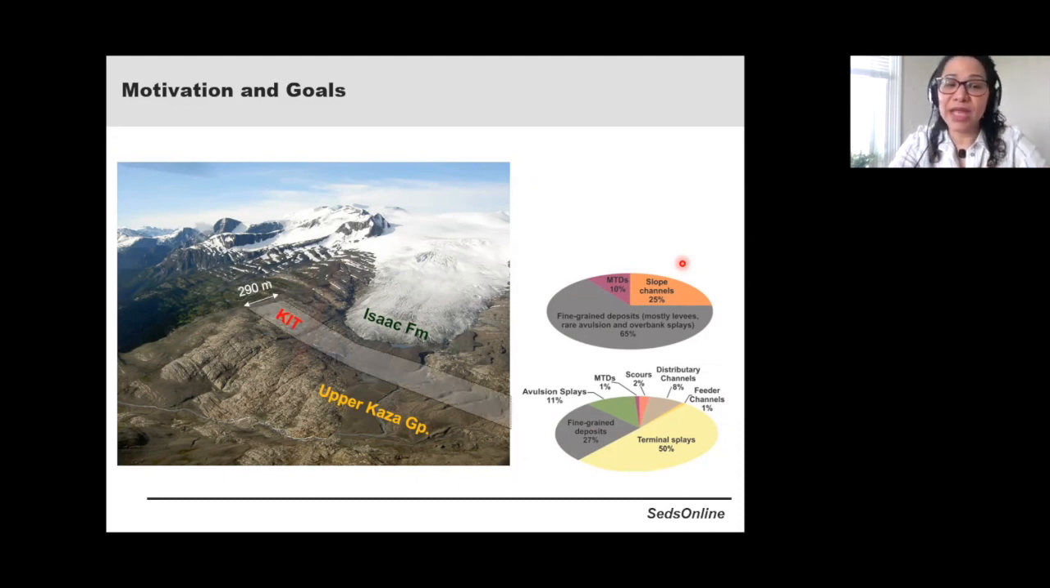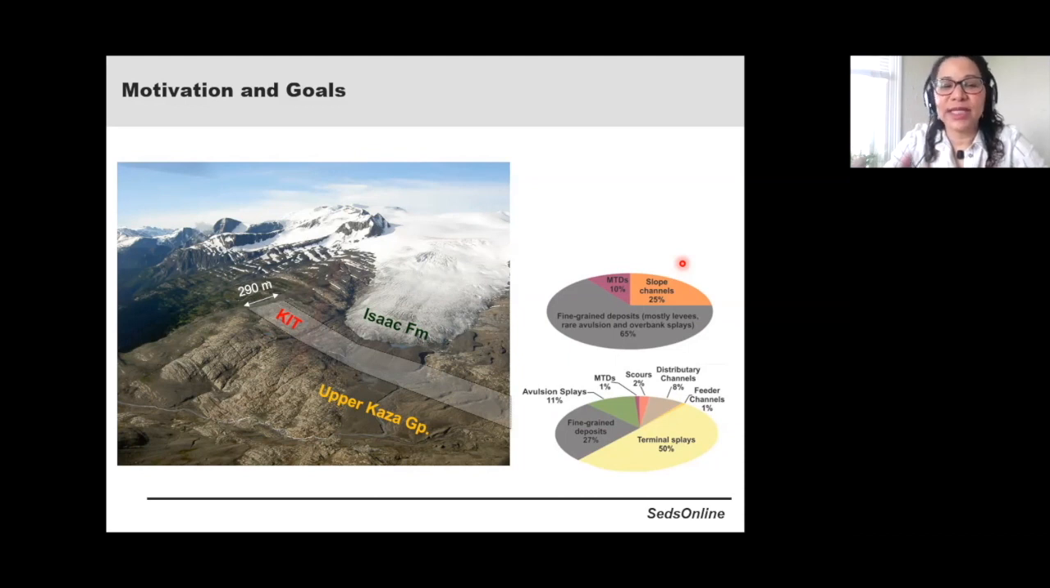There is a major change in the architecture occurring here, and also a major change in the lithology. That is the motivation. What we started here is looking at, and trying to characterize and establish, the facies and the stratal elements in what I call the kit, the Casa-Isaac transition interval.